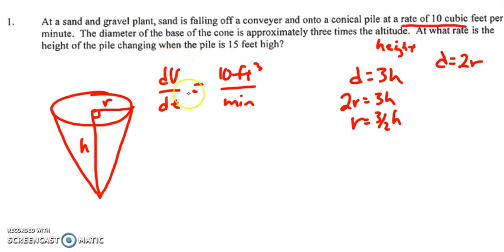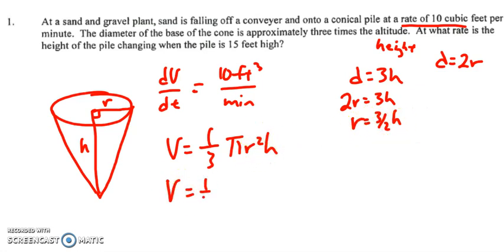Well, if we think about the volume, this is one of the formulas I would actually give you, and we'll talk about the formulas more in class. But it's a third pi r squared h. That's the volume of a cone. We have a lot of different variables going on in here, and since we already have r equals 3 halves h, let's go ahead and plug that in.